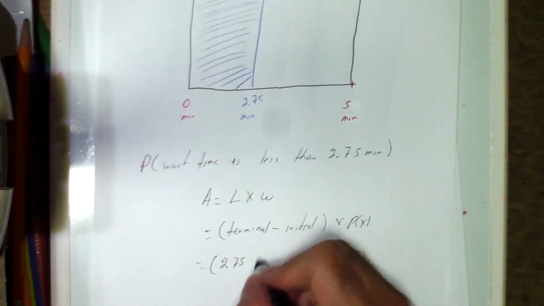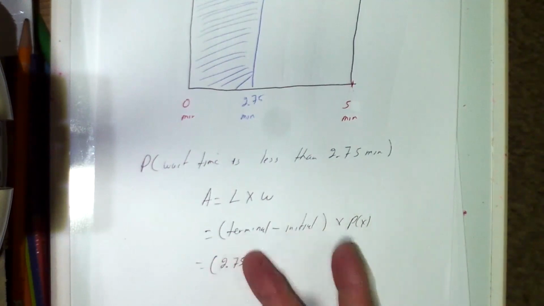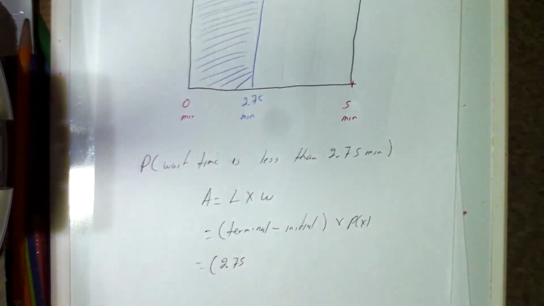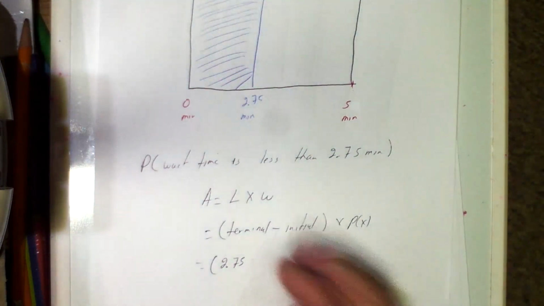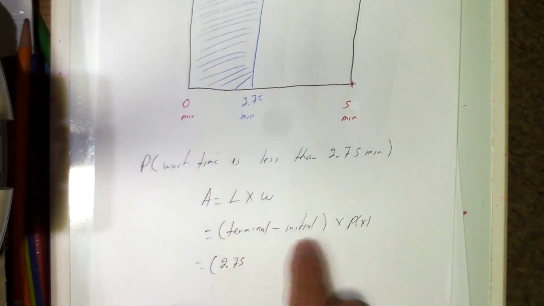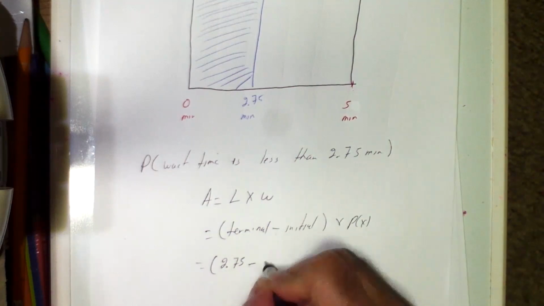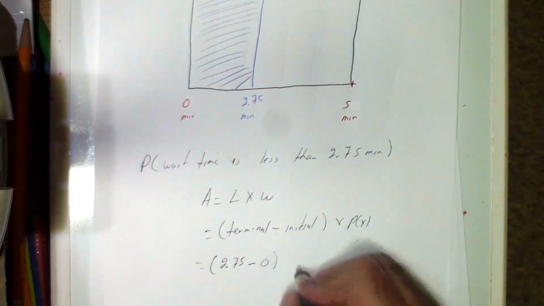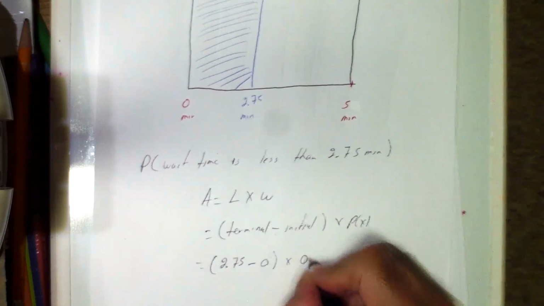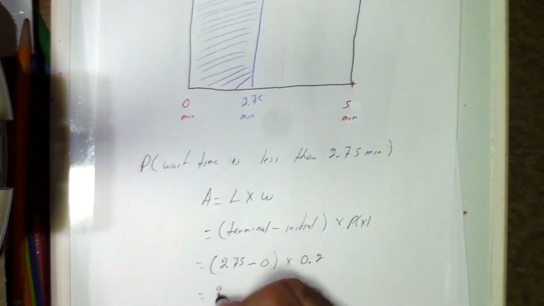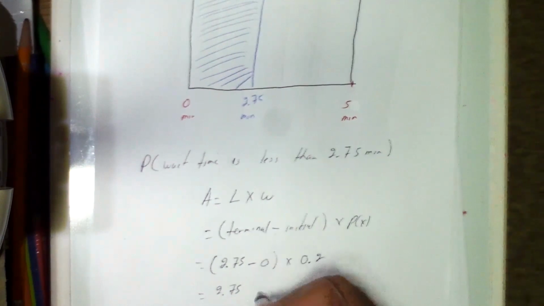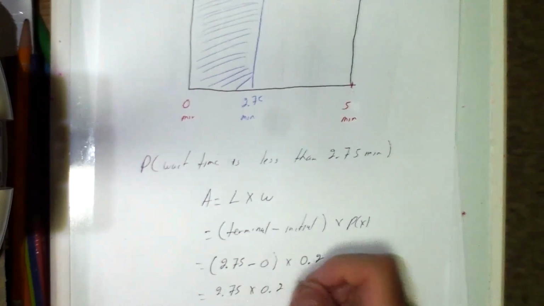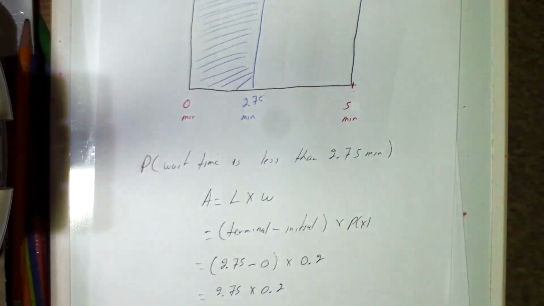Someone's asking me, what happens if I reverse them? Well, you're going to get a negative. You can't have negative probabilities. So the bigger number goes to the left, the smaller number goes to the right. So 2.75 minus 0, times 0.2, which is 2.75 times 0.2. Now I'm going to need my calculator on this one. 2.75 times 0.2 is 0.55.